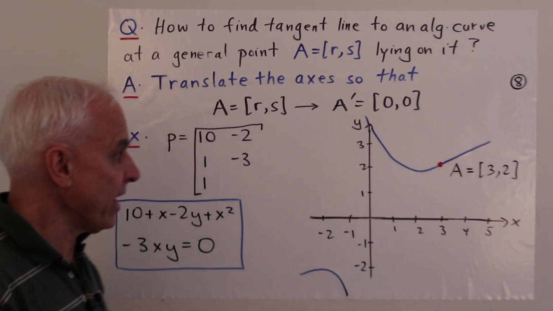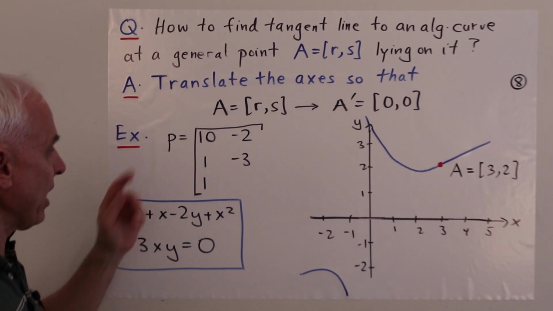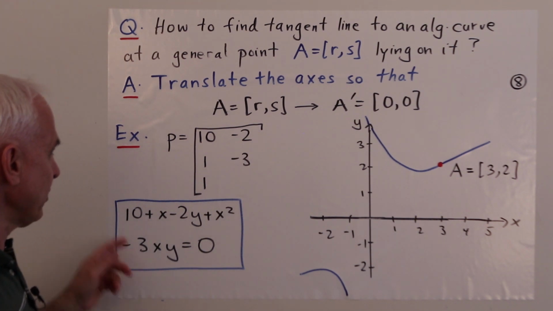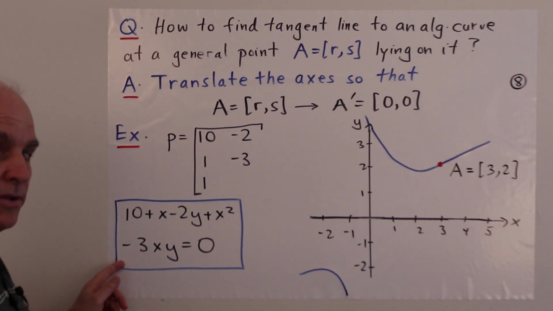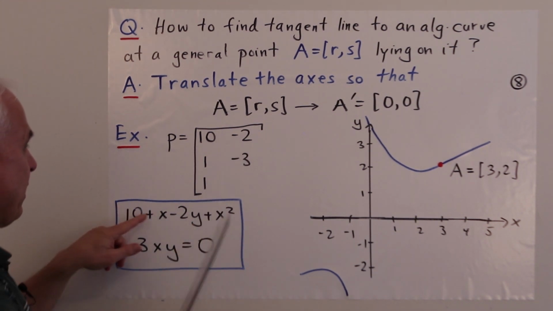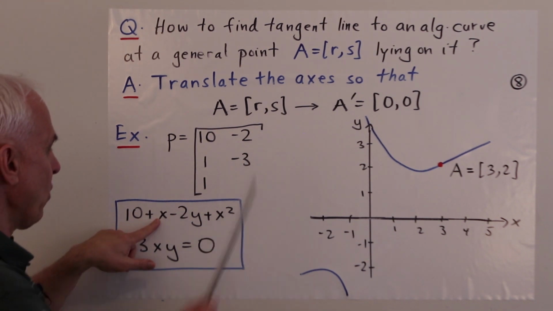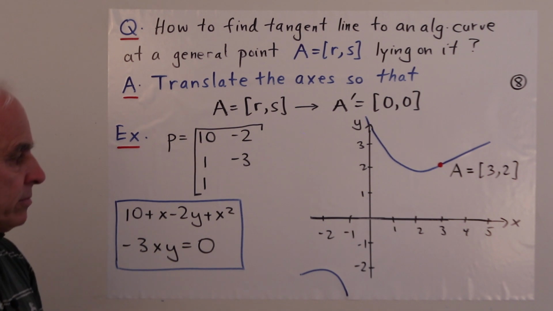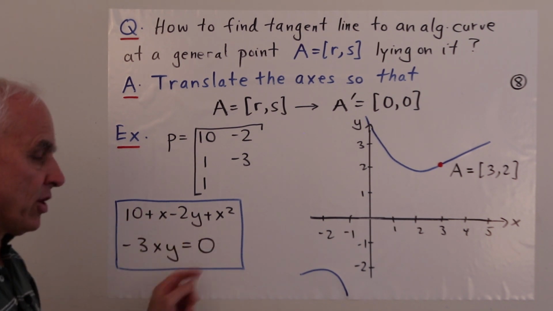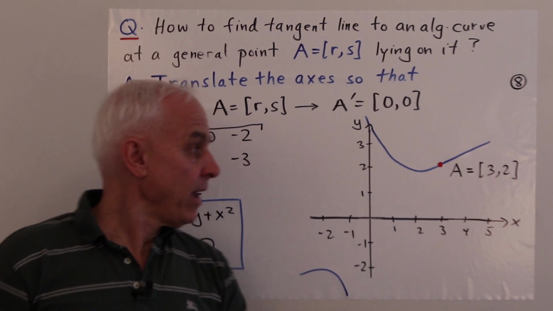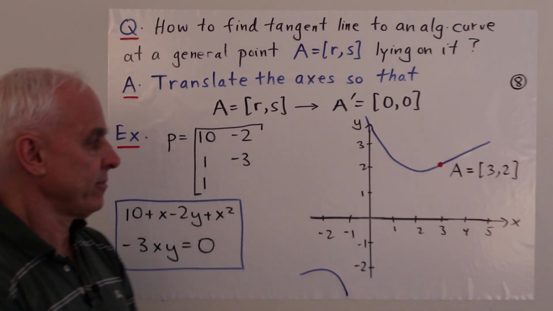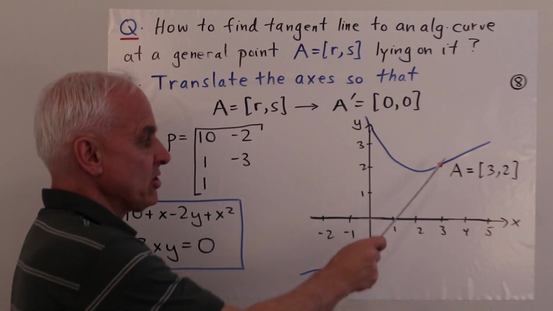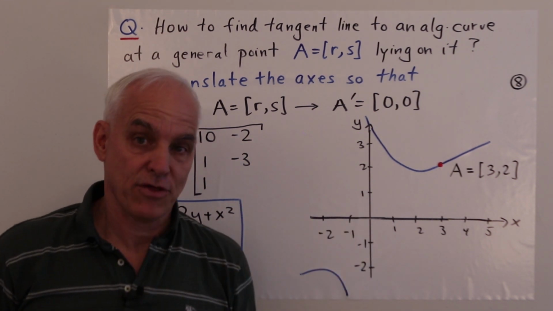So let me illustrate that in this example. Here is a bipolynumber p: 10, 1, 1, minus 2, minus 3. Here's the corresponding equation, or algebraic curve: 10 plus x minus 2y plus x squared minus 3xy equals 0. It's actually quadratic, so this is a conic. And the conic looks something like this. It's a hyperbola, and it happens to pass through the point A, which is 3, 2.